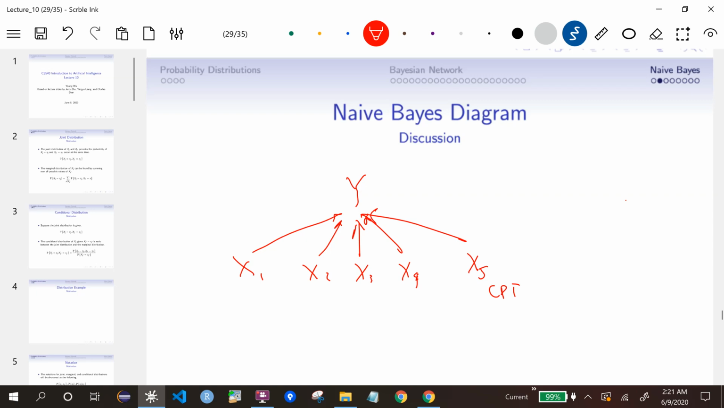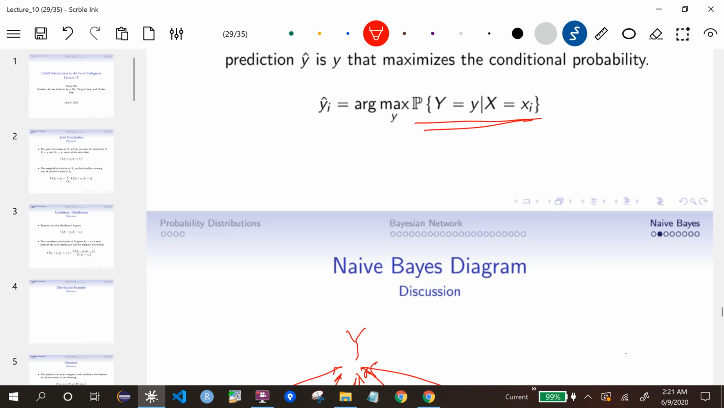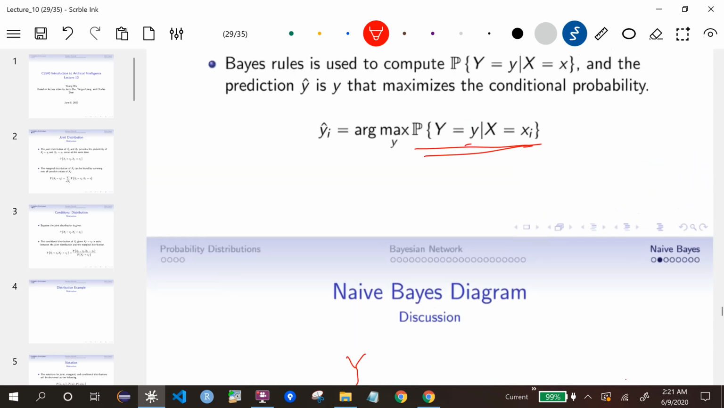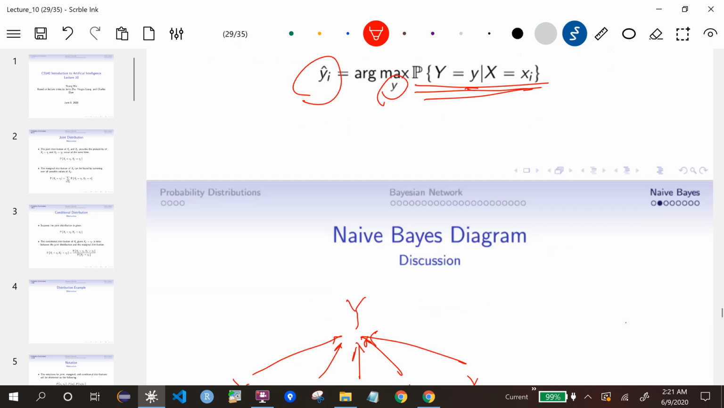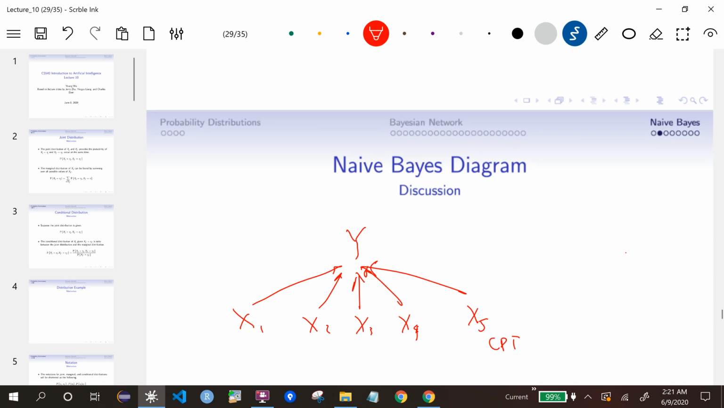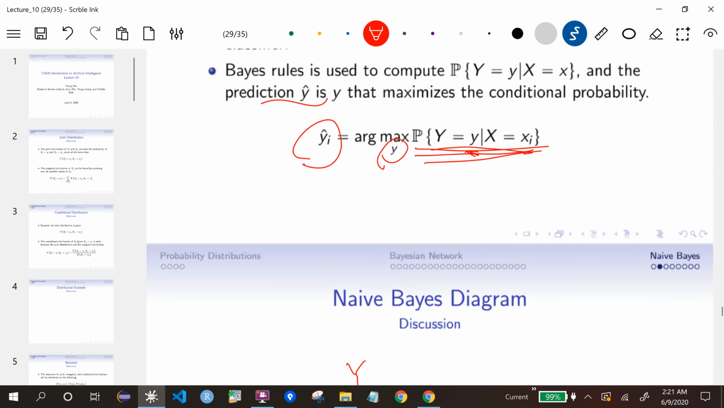conditional probability tables. Then we can compute the probability of y given all of these x taking on some particular values, and we figure out which y maximizes this probability and use that as our prediction. So the idea is actually very simple. The training is even simpler. We have all of these conditional probabilities, and then we go over all the possible y values and figure out which one is largest. That's basically all you do.